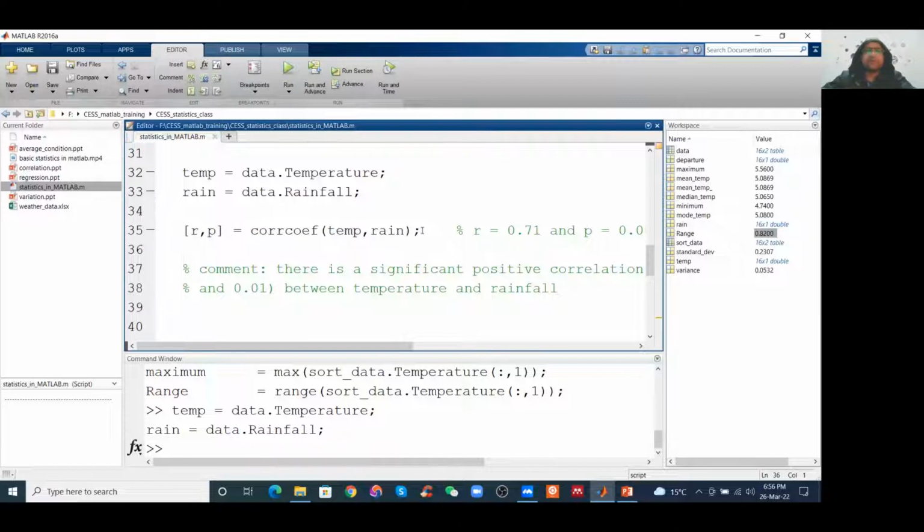Okay. Then you have the X and Y. What are X and Y? One is the independent variable, another is the dependent variable. Did you get it?